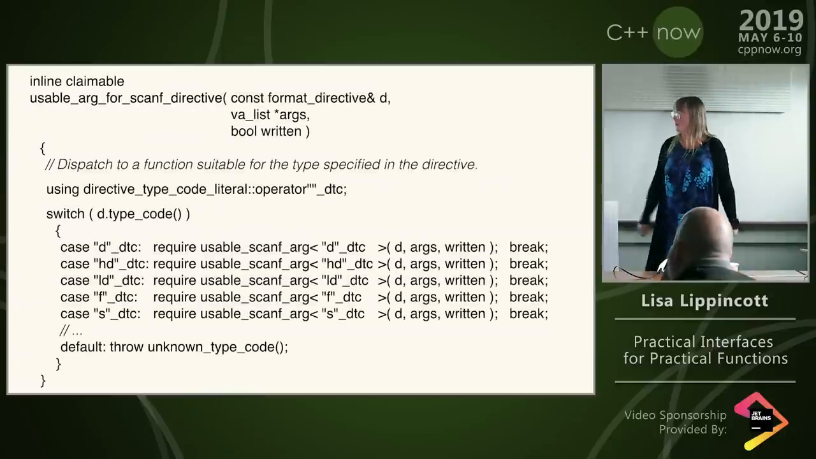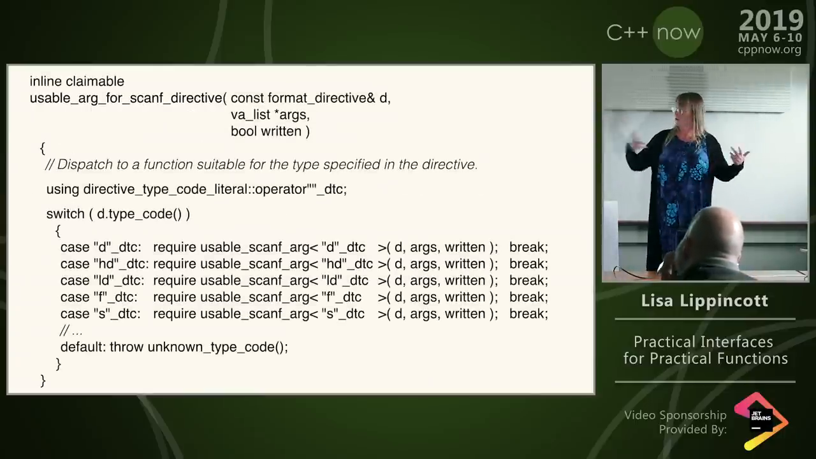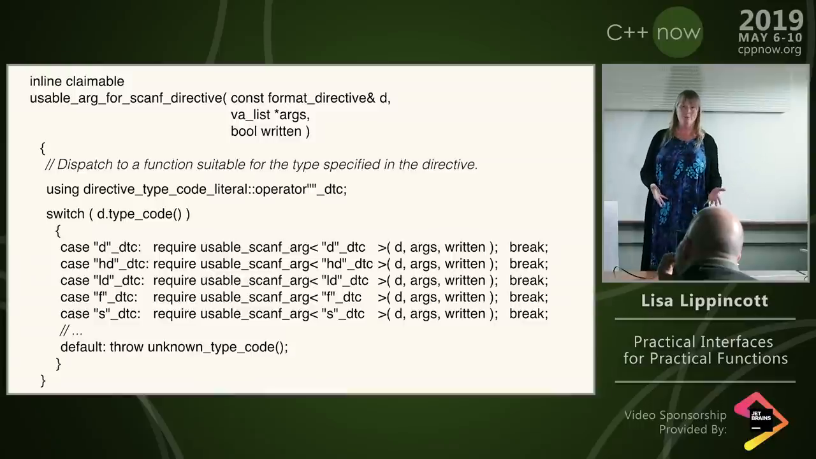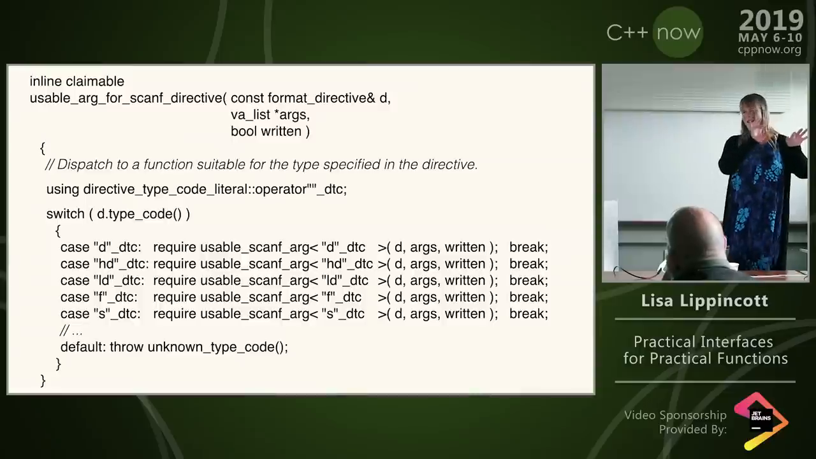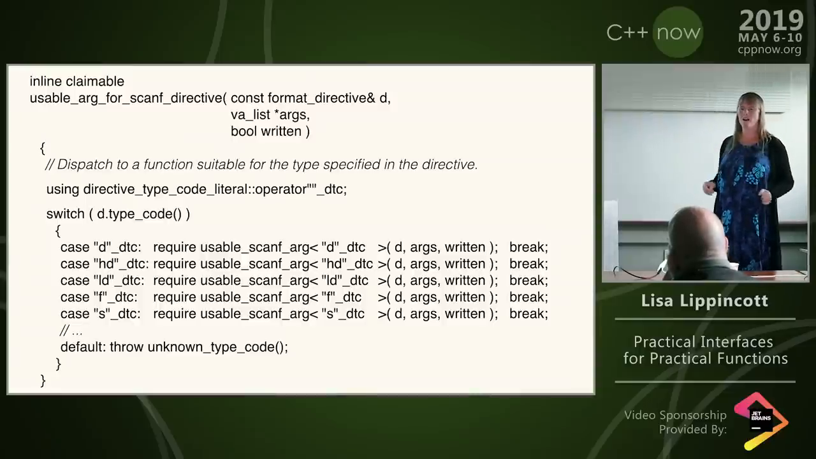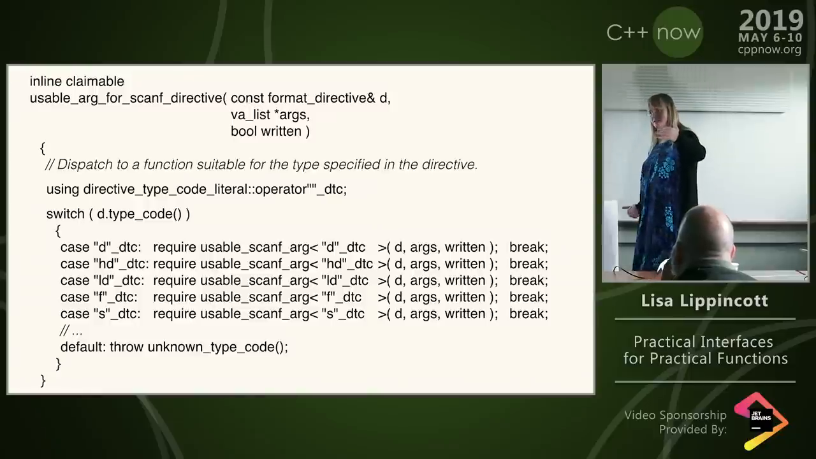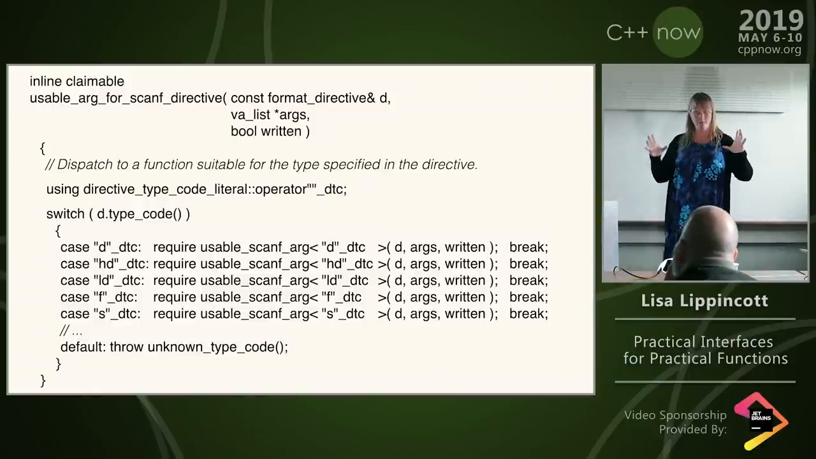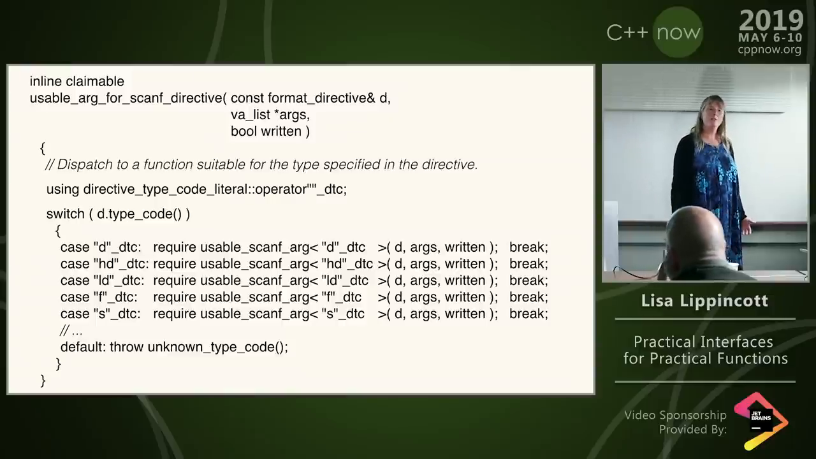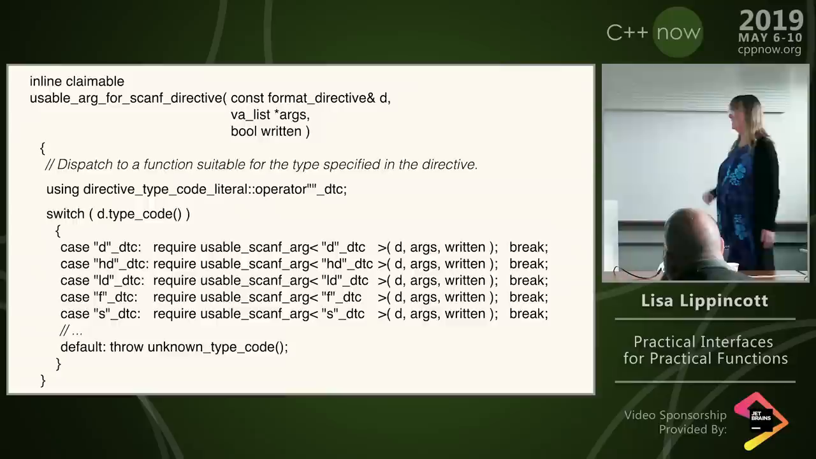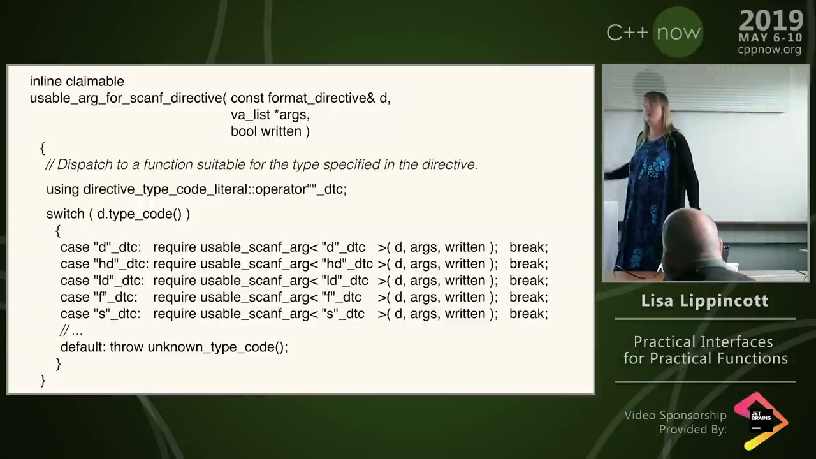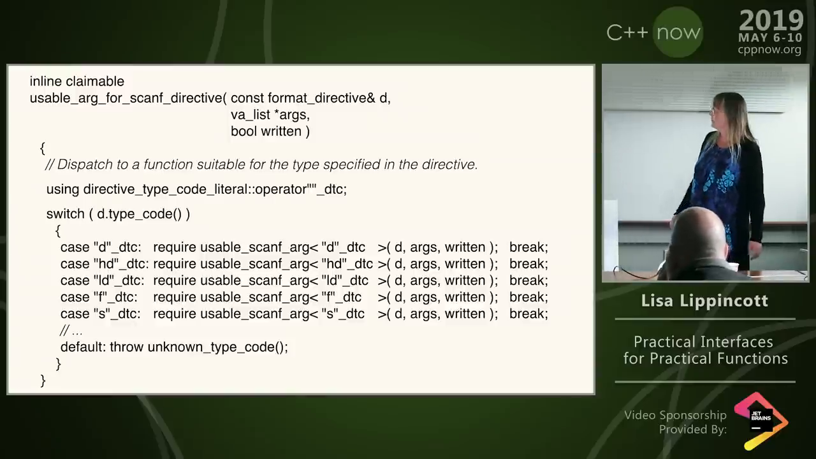Okay, usable arg for scanf directive, branch on, or do a switch on the type code from the directive. There's actually a proposal in the works for, I believe it's a four dot dot dot syntax that lets us expand a body repeatedly into a sequence of things template-wise. I think we need a sort of switch dot dot dot for this pattern, because I see this coming up a lot where all the cases in the switch are just call the appropriate template instantiation. This is kind of a pain to do right now.